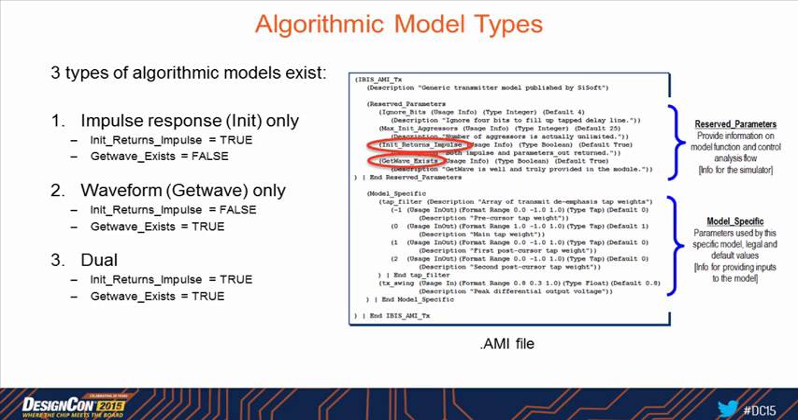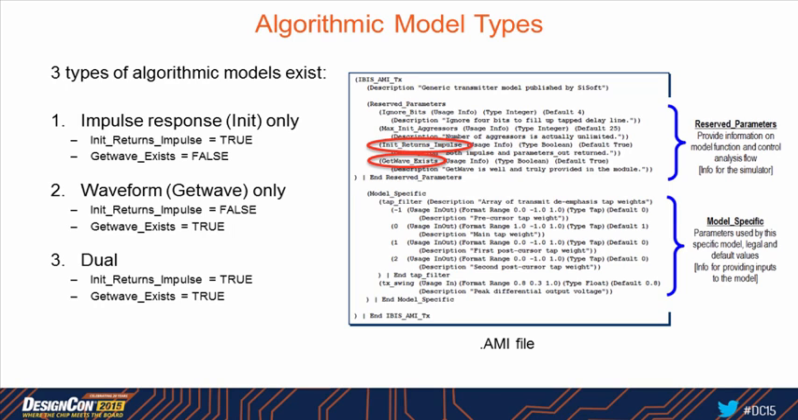And that AMI file gets broken into two pieces. There's a top part called reserved parameters, which are parameters or control functions that are defined as part of the IBIS-AMI specification that have predetermined names and meanings, and so therefore they're part of the spec. And then there's a model-specific part of the file that has all of the individual control parameters that that particular model responds to. What we're interested in at this moment is the reserved parameter part of the file, because there are two parameters in particular, Init_Returns_Impulse and GetWave_Exists, that tell the simulator what types of simulation processing this individual model supports.